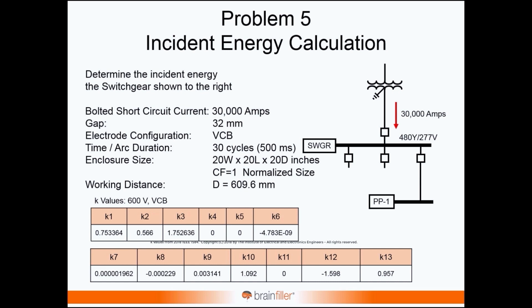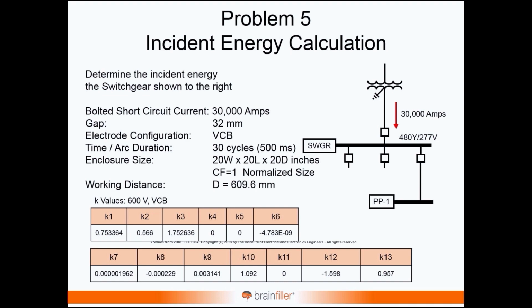Now, those of you using 50 hertz systems, because we've got a lot of people from around the world here, forget about cycles. The actual input value is milliseconds. So as long as you're inputting milliseconds, everything works out. The enclosure size, the default enclosure size from back in 2002 for switchgear was 20 by 20. So we're going to stick with that.